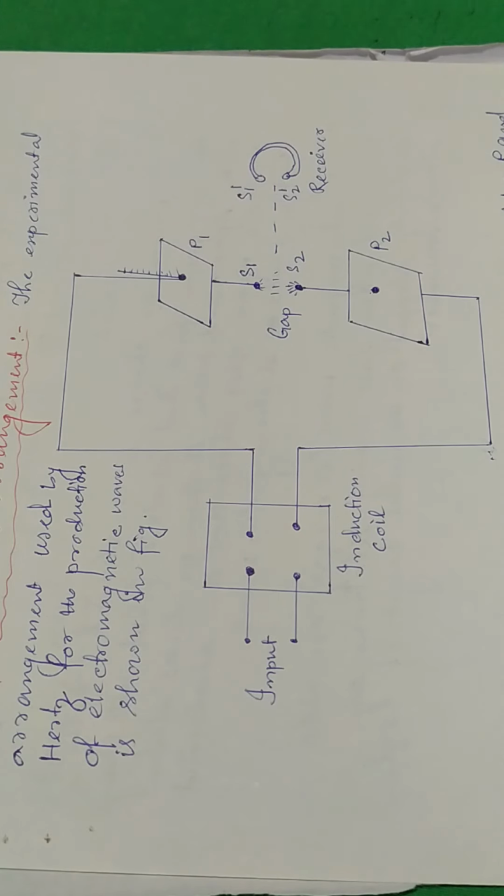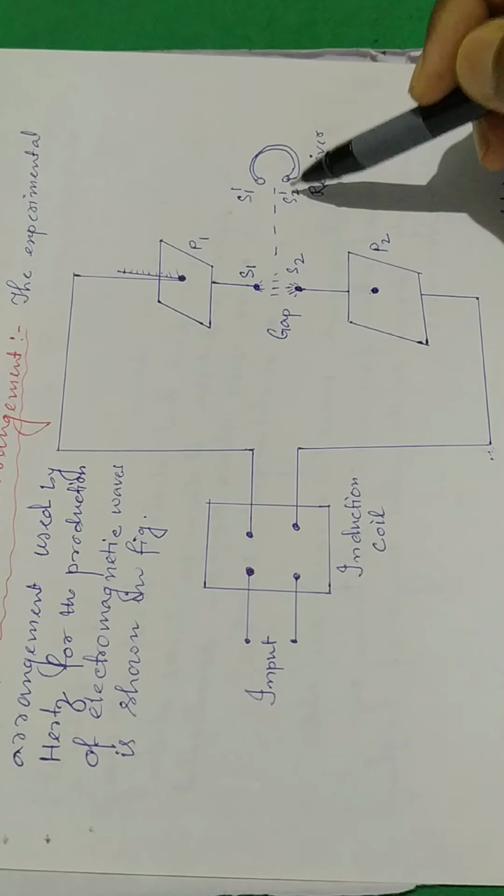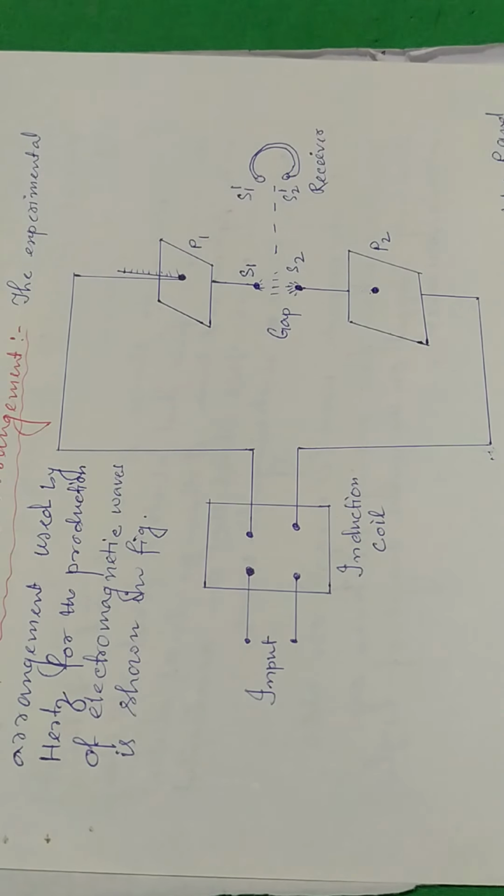Hertz observed that sparks across the gap S1', S2' jumped more readily when the detector was exposed to ultraviolet light from an arc lamp. This observation led him to conclude that light facilitated the emission of some electrons from the metallic spheres.